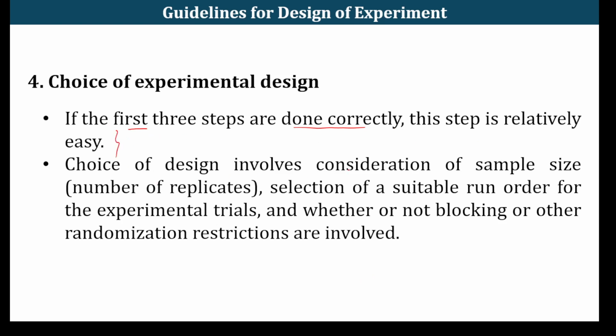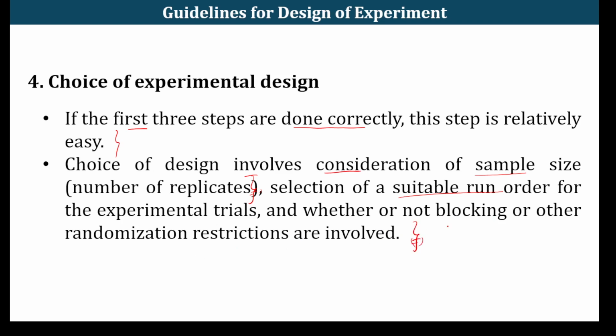In that, what we are going to consider: the choice of design involves consideration of sample size, number of replications, like how many runs we have to do. Let's say one experiment I am running is in biomechanics, where a person is sprinting. If we ask the person to sprint, in the first instance we will not get the data as good as we want. So we have to ask for a first trial, second trial, then a third trial. So it's the number of replications. Then selection of a suitable run order, maybe first order, second order, third order, and whether or not blocking or randomization restrictions are involved.